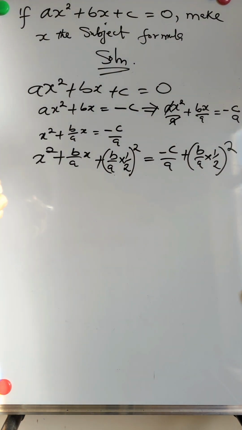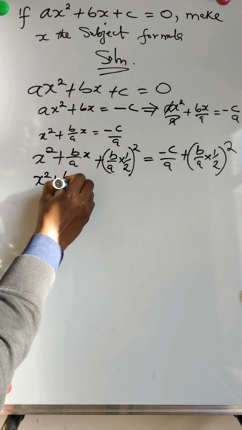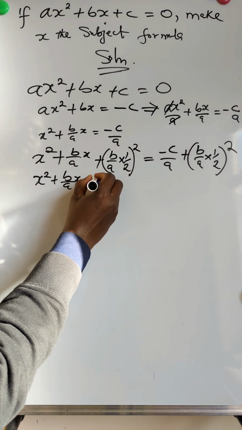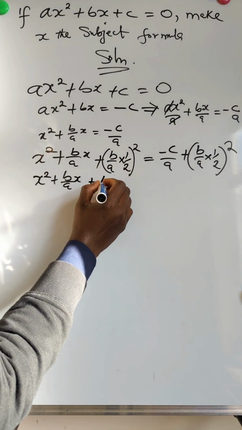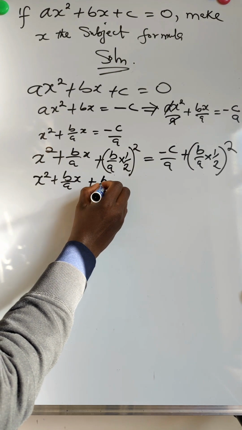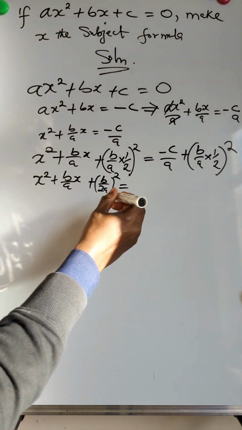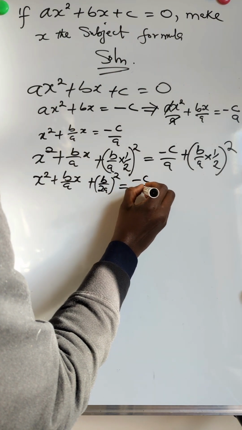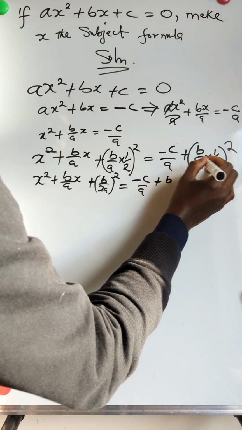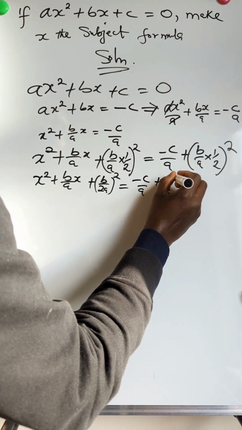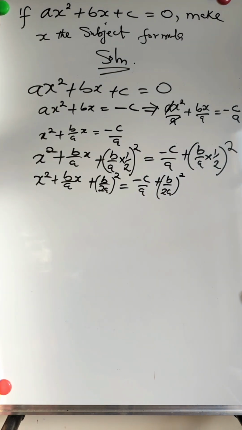Now we'll have something like x squared plus b over a x plus b over 2a all squared, which is equal to minus c over a plus b over 2a all squared. Clear? Yes.